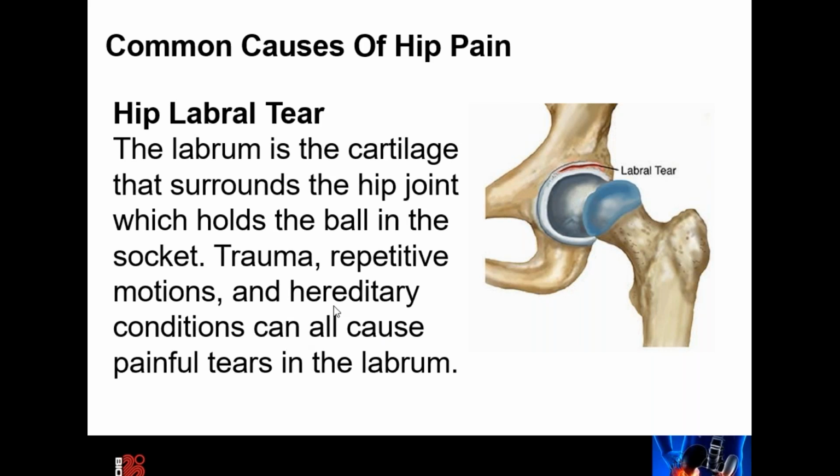Another fairly common condition is a hip labral tear. The labrum is a lip of cartilage that surrounds the hip joint. It helps to keep that ball in the socket. So really what it does is try and keep the hip stable. Trauma is a very common cause of a labral tear. Repetitive motions, sometimes even hereditary conditions, can all lead to labral tears.